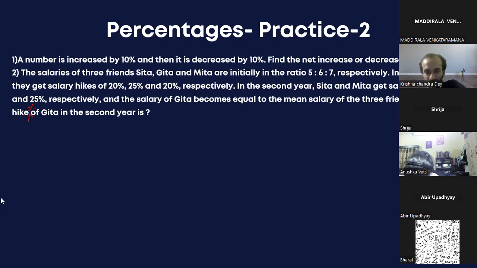Sir, they're telling that Geeta's salary is the mean salary. So is the mean salary with the new salary hike or without the salary hike, sir? No, sir, they say Geeta's salary is equal to the mean salary of the three friends. Yes, mean salary. When we're adding them for average, should we consider the new salary with the hike or the previous? Obviously, new salary with the hike. Consider the new. So Geeta's salary is being hiked by that much amount such that the mean salary of everyone taken together is equal to Geeta's.